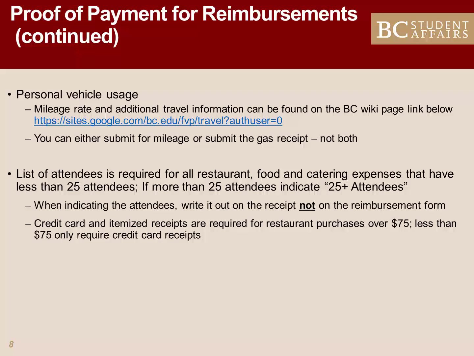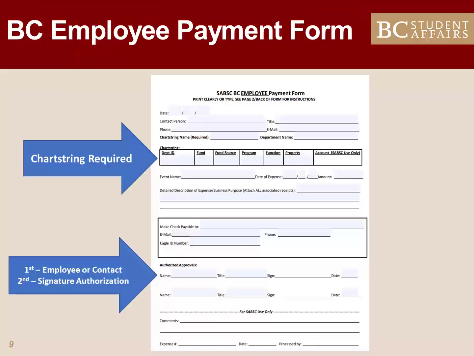For all food and dining expenses, a list of attendees is also required. If the list of attendees exceeds 25 individuals, a list is not needed and should just say 25 plus. A BC employee payment form is used if requesting a payment to a BC employee for reimbursement or work done outside of their primary job function at the university. Employees may be reimbursed up to 100% of the money that they spent out of pocket.